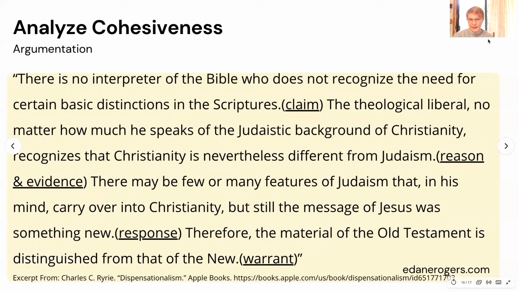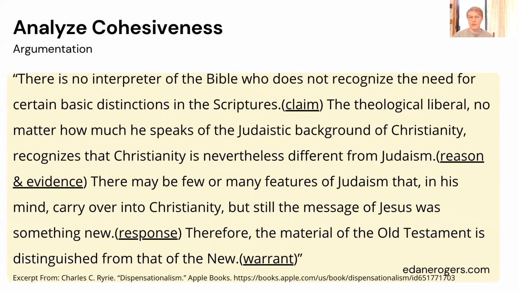So he's giving a claim. There is no interpreter of the Bible who does not recognize the need for certain basic distinctions in the scriptures. This is a big claim, a broad claim, and he's going to need to support it. But what he's done here is he's introduced a topic. There is no interpreter of the Bible. So we're talking about Bible interpreters. You and I would both understand who those are. And he's going to make a claim about them. They all recognize the need for certain basic distinctions in the scripture. That's his claim. His claim is in the predicate.